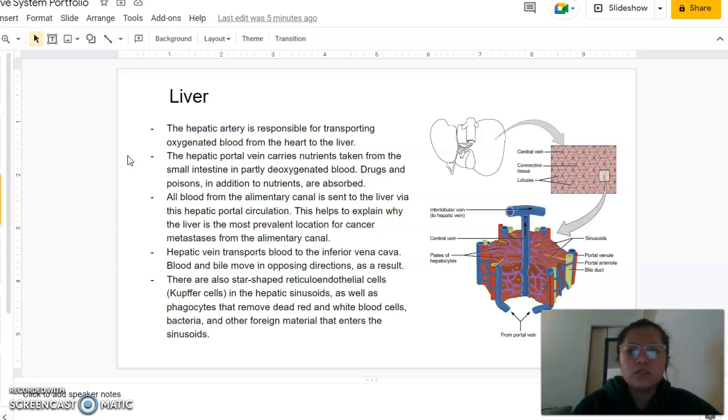And the hepatic sinusoids, which are shown here, contain Kupffer cells, which are phagocytes that remove dead red and white blood cells, bacteria, and other foreign material that enter the sinusoids.